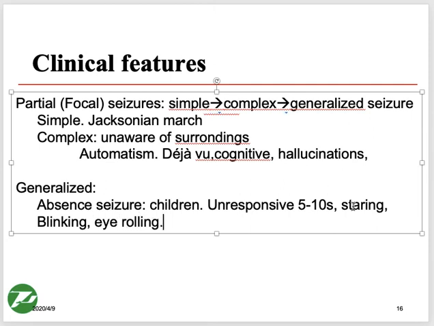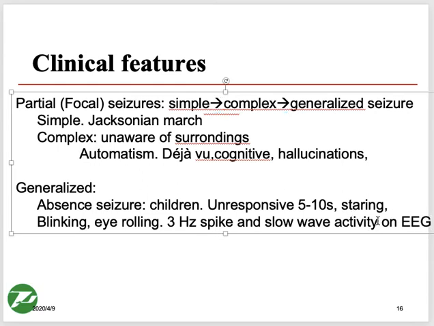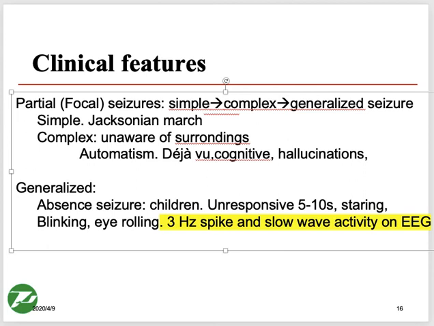Things like this. One of the things, guys, when we do EEG in these patients, we find 3 hertz spike and slow wave activity. By the way, it's a very, very important point to remember, because it comes in many of the MCQs. You will find that they did an EEG, and the brain is showing a 3 hertz spike and wave activity. So this is very typical for absence seizures.